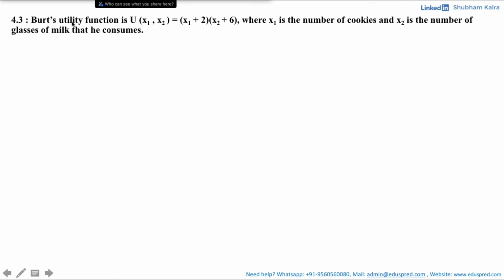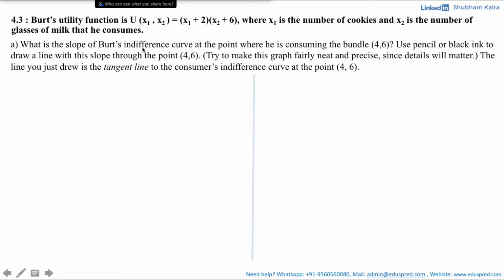In this video, we will be solving this question which says Burt's utility function is u of x1 comma x2 is equal to x1 plus 2 multiplied by x2 plus 6, where x1 is the number of cookies and x2 is the number of glasses of milk that he consumes. Based on this information, we are asked what is the slope of Burt's indifference curve at a point where he is consuming the bundle 4, 6.